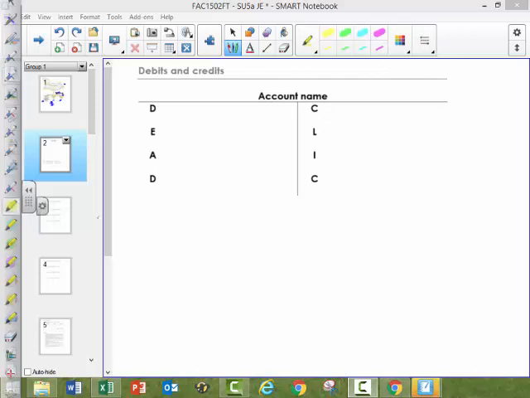In this little section, I'm going to focus on debits and credits. Now, when people do accounting, that's usually the thing that frightens them the most. So let's not let this frighten us anymore.